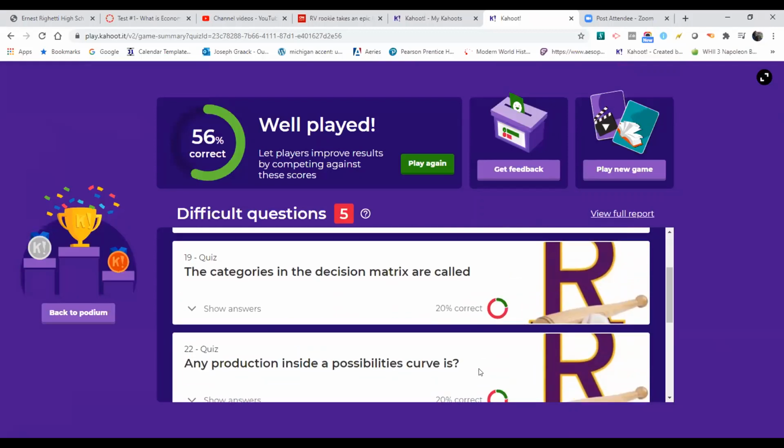Categories in the decision matrix are basically called your criteria, right? The criteria here, the categories that we judged our alternatives on, were gas mileage, passengers, trunk size, and price.